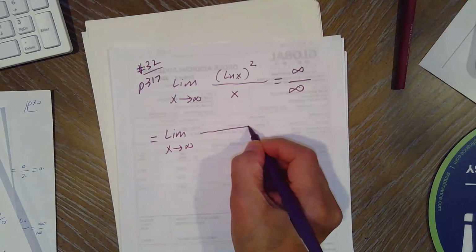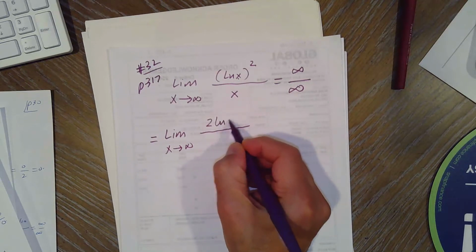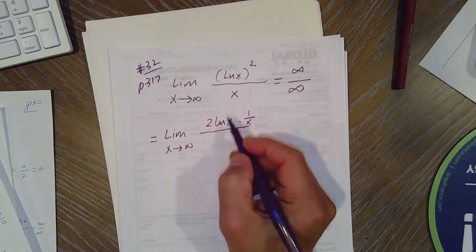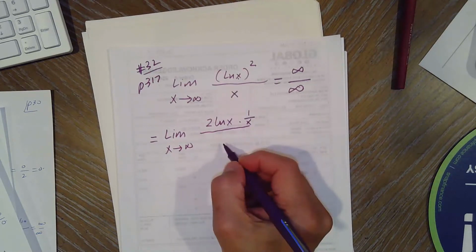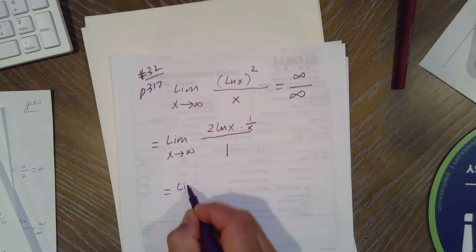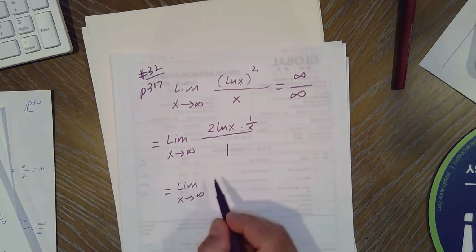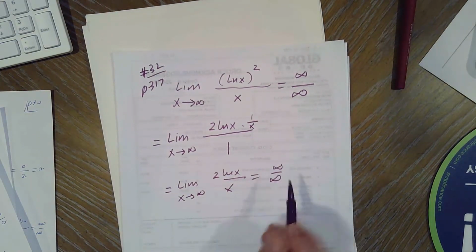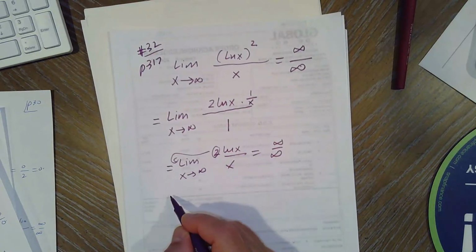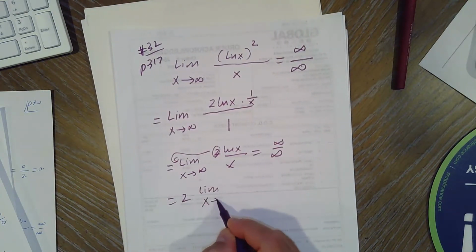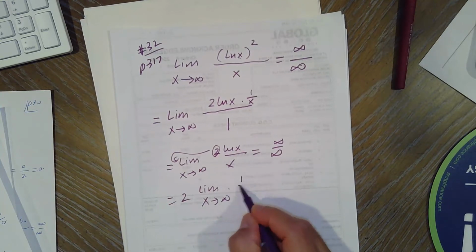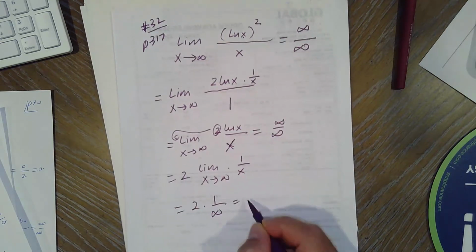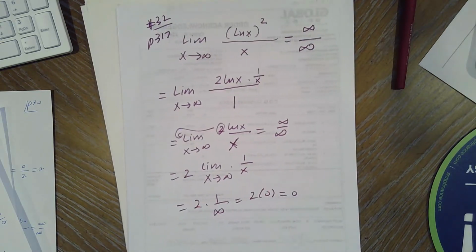We find the derivative of ln x squared, which is 2 ln of x, times derivative of ln of x, which is 1 over x, and then derivative of x is 1. So this is the limit as x goes to infinity of 2 ln of x over x, which is still infinity over infinity. We can pull the 2 out, it's a constant. Now we're going to do the derivative again. Derivative of ln of x is 1 over x. Derivative of x is 1. So it's 2 times 1 over infinity. 2 times 0 is 0.